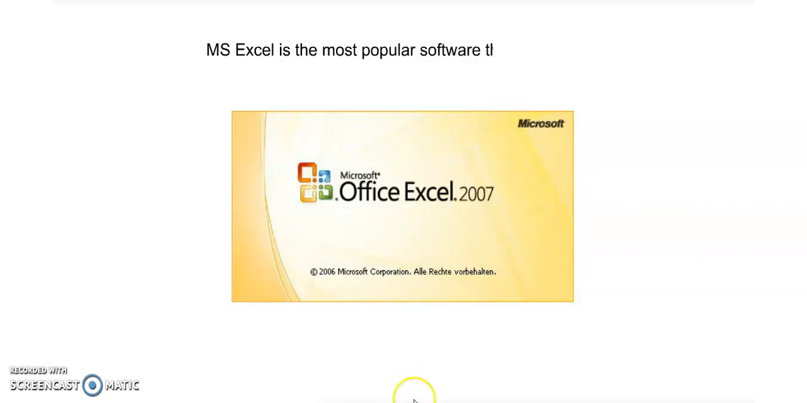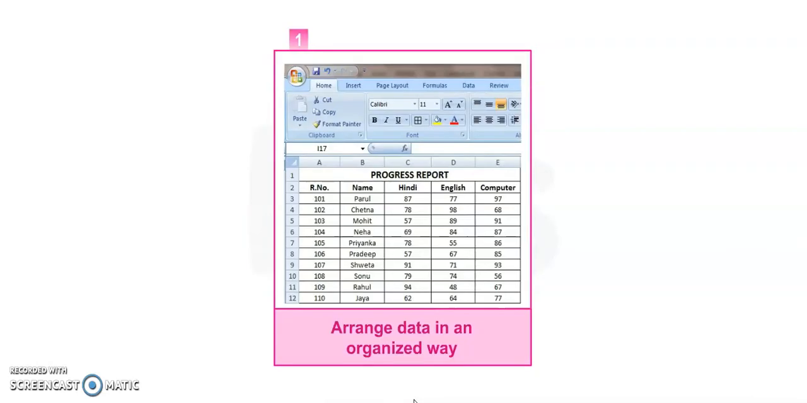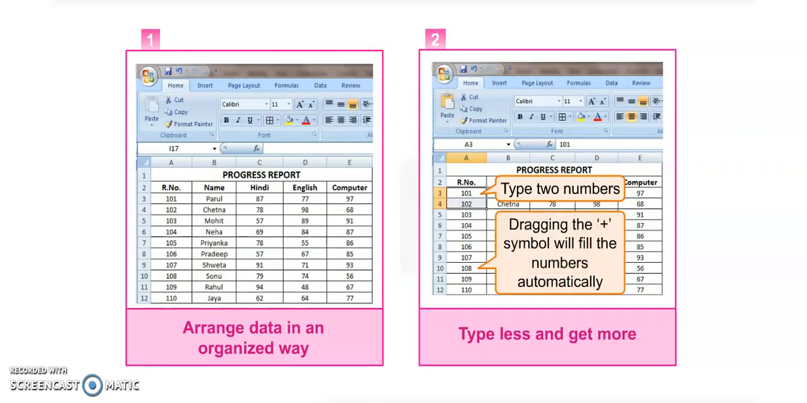So Excel is most popular software that helps us to arrange data in organized way. Like this we can see, if we want to make our progress report, we can arrange the data in rows and columns. We can make table for that, and we can arrange these data like this in the table form. It is used for typing less and getting more data. So it is used for fast typing in the table.